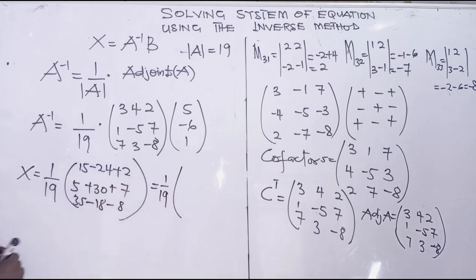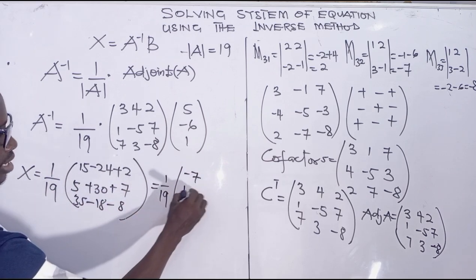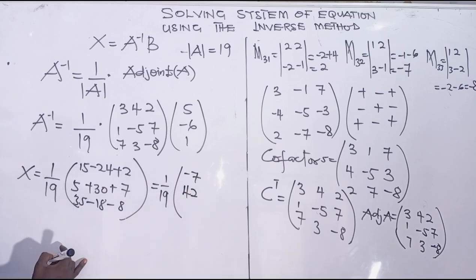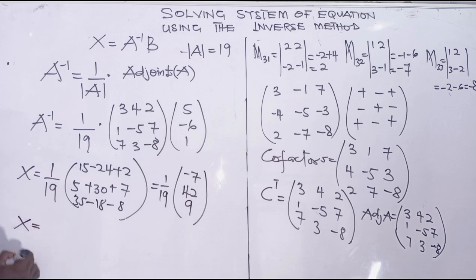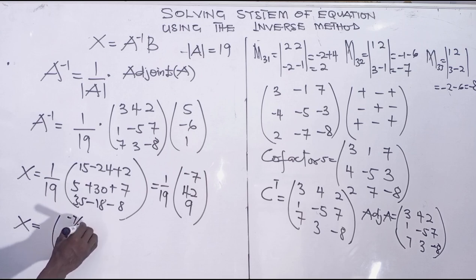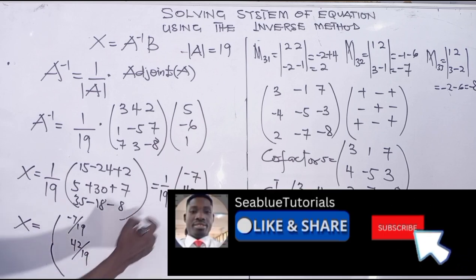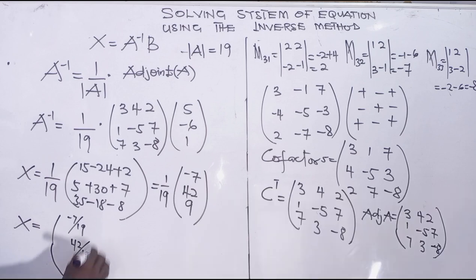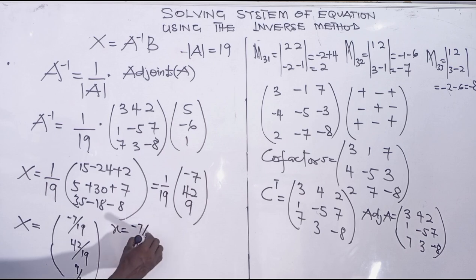The whole of this is going to give us, so this and that is going to give us negative 7. The whole of this is going to give us 42. The whole of this is going to give us 9. Now let's simplify. This is going to give us negative 7 over 19. We also have 42 over 19. And then we have 9 over 19. Therefore, the value for x is going to be negative 7 over 19.